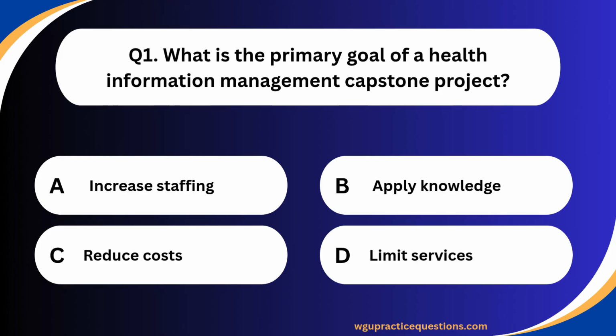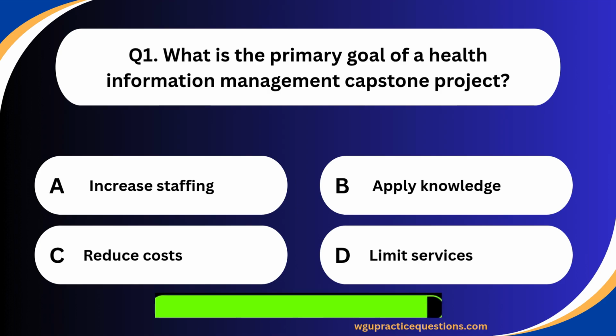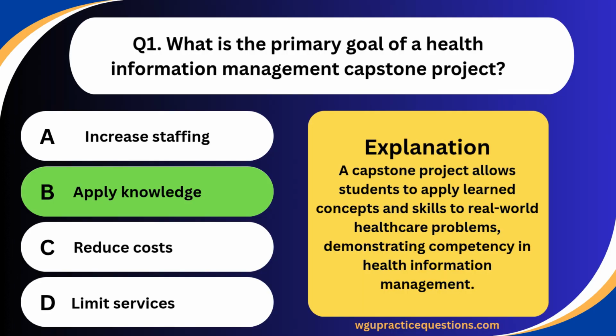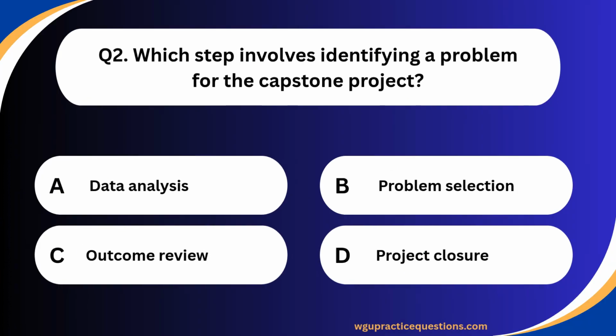A. Increase staffing. B. Apply knowledge. C. Reduce costs. D. Limit services. Which one is the correct answer? The correct answer is B. Apply knowledge. Explanation. A capstone project allows students to apply learned concepts and skills to real-world healthcare problems, demonstrating competency in health information management.